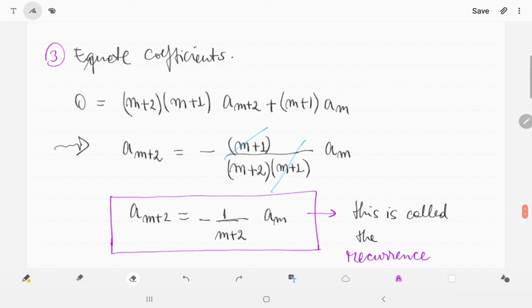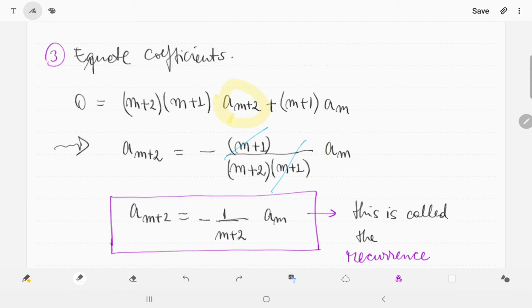Going here to the coefficients. So we have 0 is equal to this expression, and then we can work a little bit with this expression to get that this coefficient a_(m+2), we can compute this coefficient in terms of a_m.